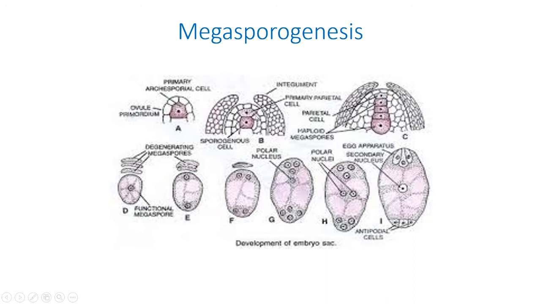It undergoes a division resulting in the formation of an outer primary parietal cell, and this is the inner primary sporogenous cell. The primary parietal cell undergoes anticlinal and periclinal divisions resulting in the formation of the parietal layer, and this is the sporogenous mother cell. The primary sporogenous cell directly forms into megaspore mother cell. This megaspore mother cell undergoes meiotic division.